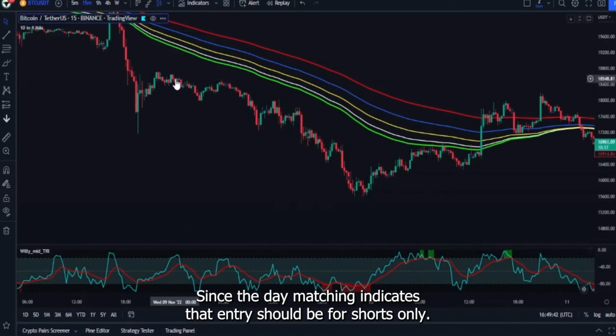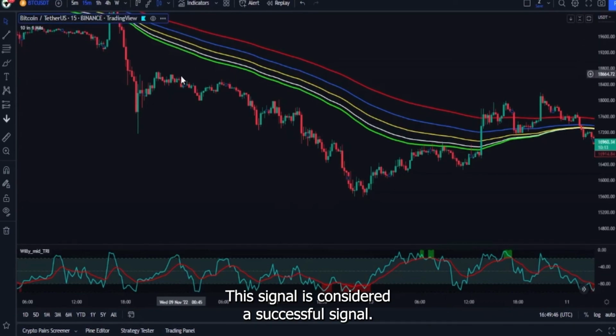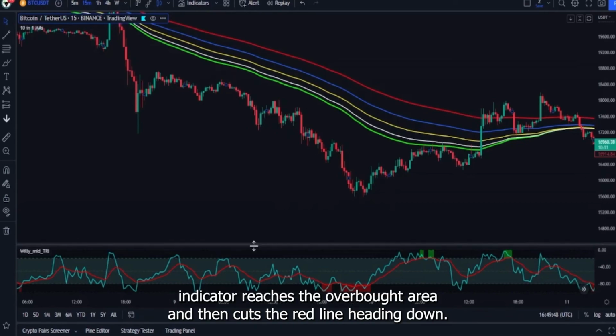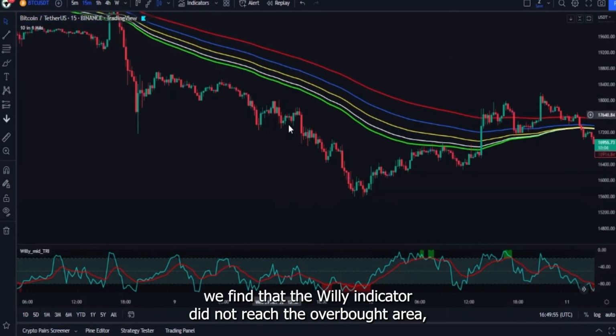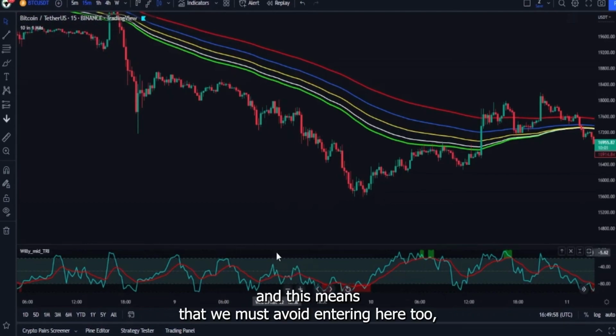Since the MACD chain indicates that entry should be for shorts only, this signal is considered a successful signal. Here again, the Willy indicator reaches the overbought area and then cuts the red line heading down. So the red candle opposite this crossover will be the entry candle. As for here, we find that the Willy indicator did not reach the overbought area. And this means that we must avoid entering here too.